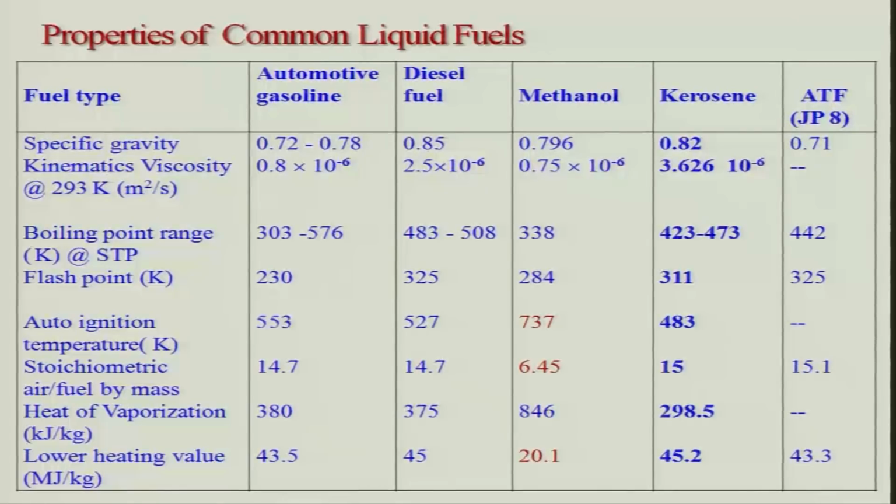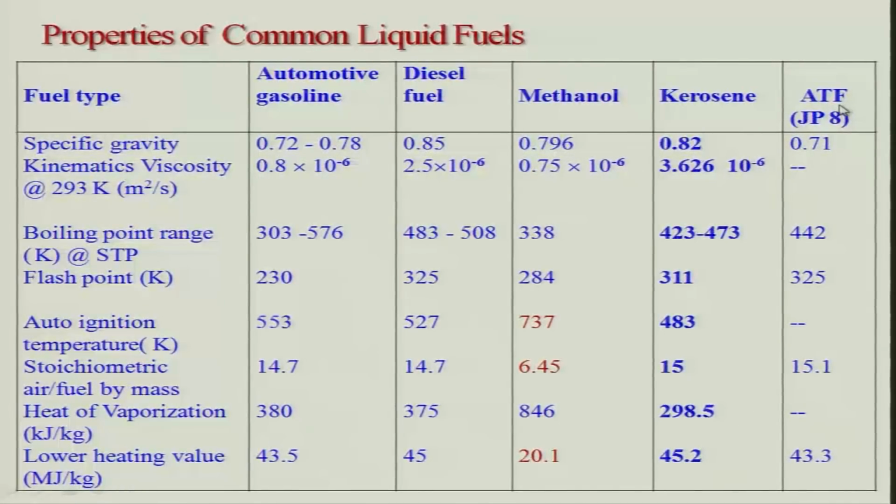Let us look at typical values I am trying to give here, that is the specific gravity. Automotive gasoline, there might be different gasoline, like aviation gasoline will be different than automotive gasoline, right. Its value is 0.07 to 0.78, and diesel of course 0.85. What does 0.85 mean? With respect to water density, if you take 1000, it means it will be 850 kg per meter cube, right. And methanol is 0.796, you can say around 0.8, kerosene is 0.82. Of course, this is like ATF.